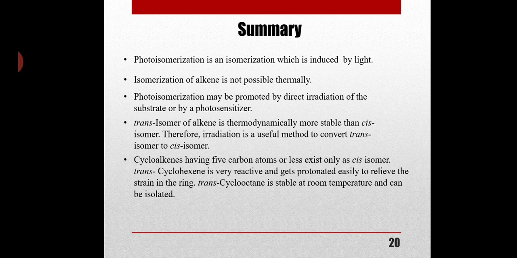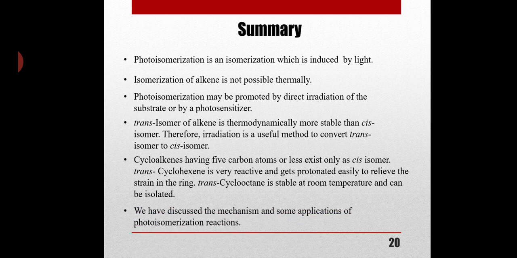Cycloalkenes having 5 carbon atoms or less exist only as cis isomer. Trans cyclohexene is very reactive and gets protonated easily to relieve the strain in the ring. But trans cyclooctene is stable at room temperature and can be isolated. We have also discussed the mechanism and some applications of photoisomerization reactions.